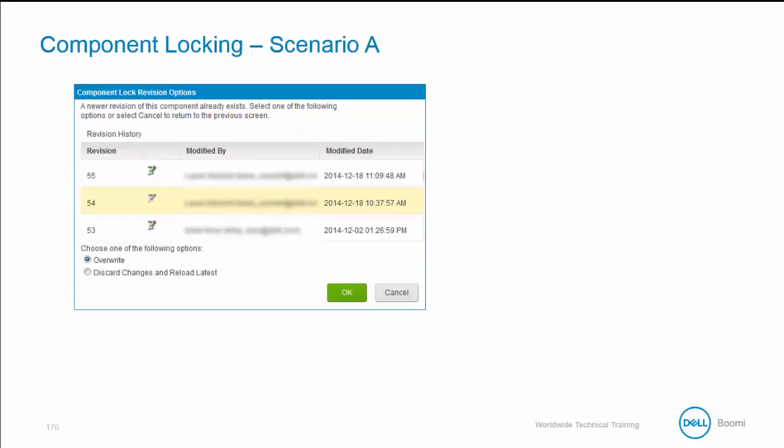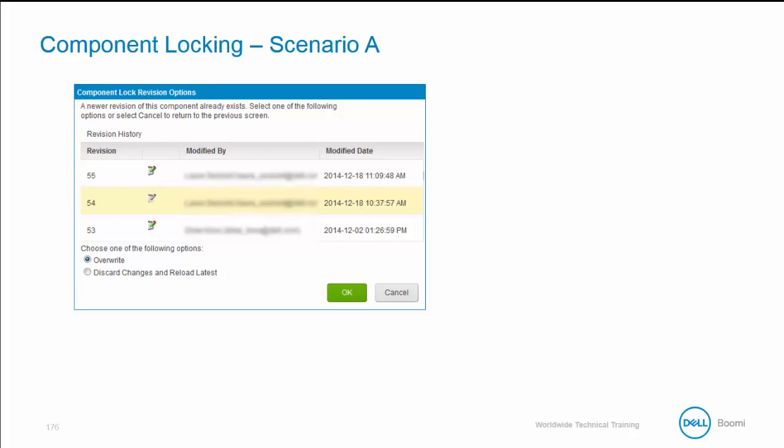AtomSphere will warn users if they try to save or lock an outdated revision of a component. The Component Lock Revision Options dialog is similar to the Revision History dialog, displaying all the component revisions. The opened revision is highlighted in yellow, and depending on your current situation, different options are available.